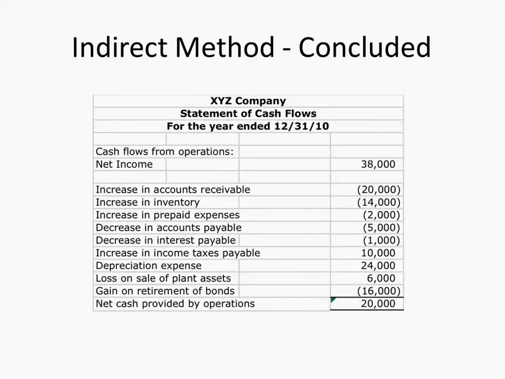Are there any questions on the indirect method? Any questions on indirect method? So when you think indirect method, what do you start with? Net income. Then what do you do? Pull up your balance sheet and look at changes in current assets and current liabilities. This is for the operating section, obviously, only.